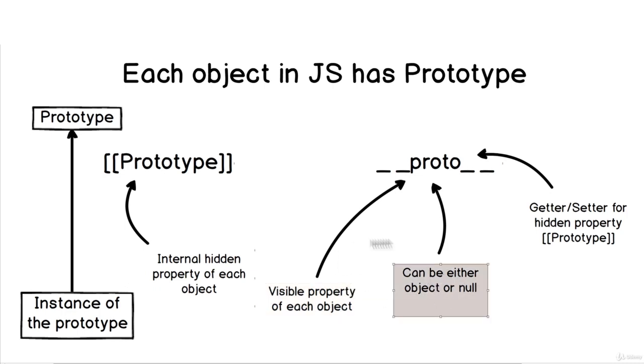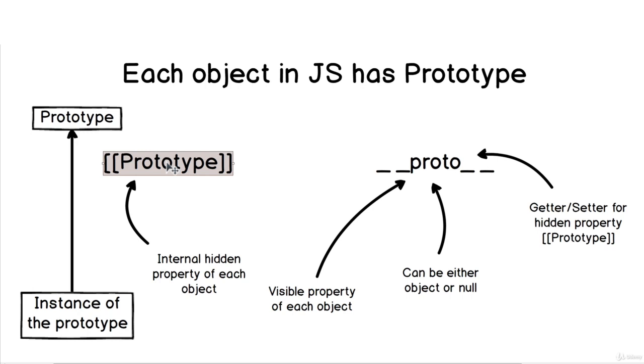And it can be either object or null. It cannot be equal to, for example, number or string. It must be always either object or null. And by default, in each prototype chain in JavaScript, the last prototype is equal to null. And I'll show you this later on. But what is the difference between this property and this property? They are not equal, and this property is just getter, setter for this hidden property. Using this property, you can change value of the prototype, but again, it is not recommended. And you can view this prototype.